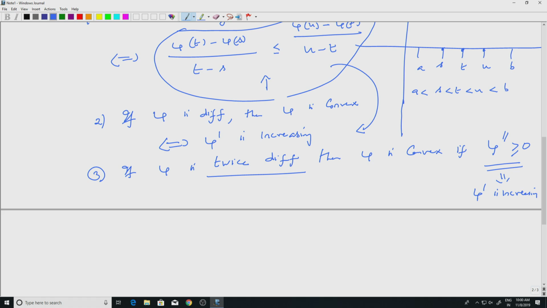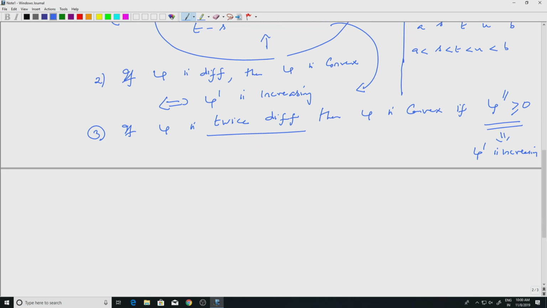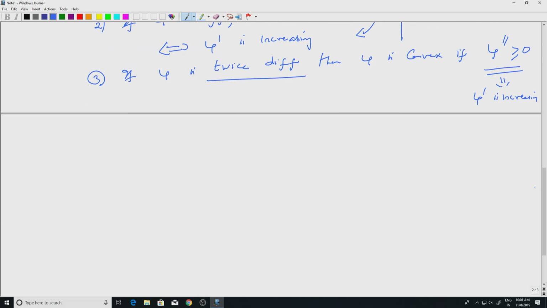So, this is one way of checking whether something is convex or not. Most of the functions we deal with are smooth enough, so you can differentiate them. And in fact, a somewhat weak converse of this is also true, but we will not get into that. And more importantly, if phi is actually convex, then phi is continuous. So, convex functions are continuous on open intervals. Open interval is important.